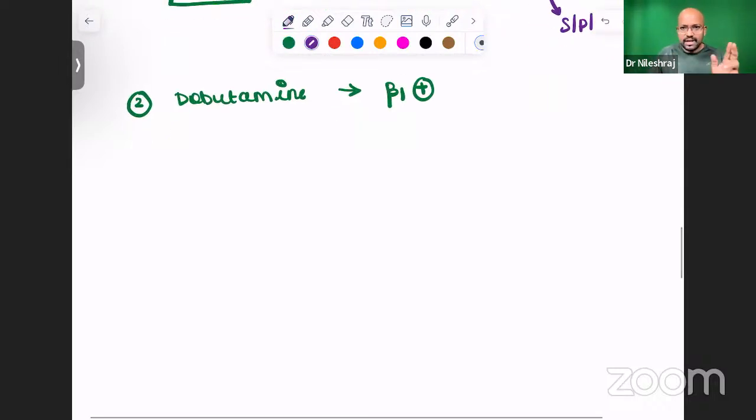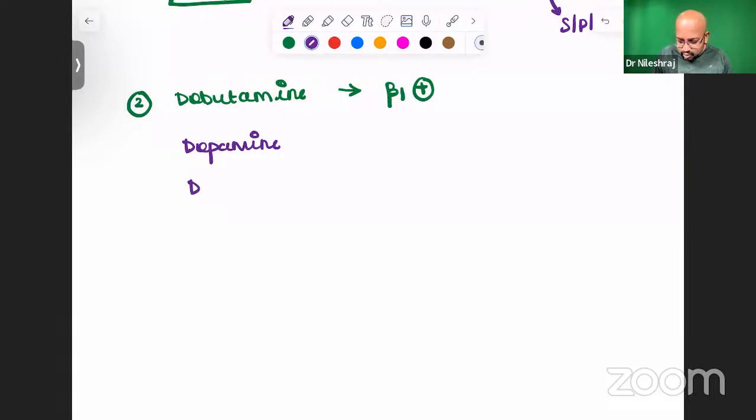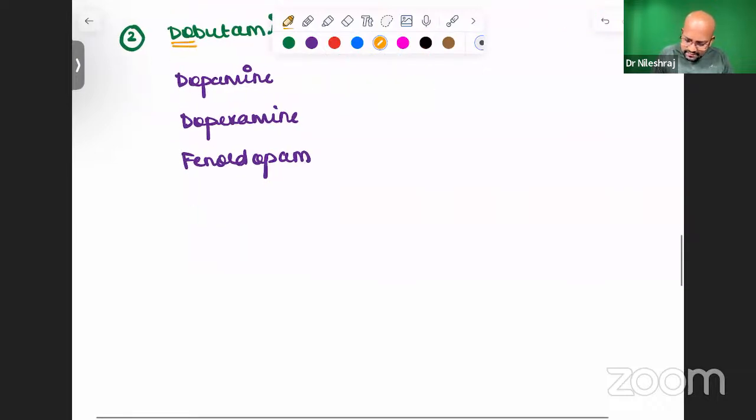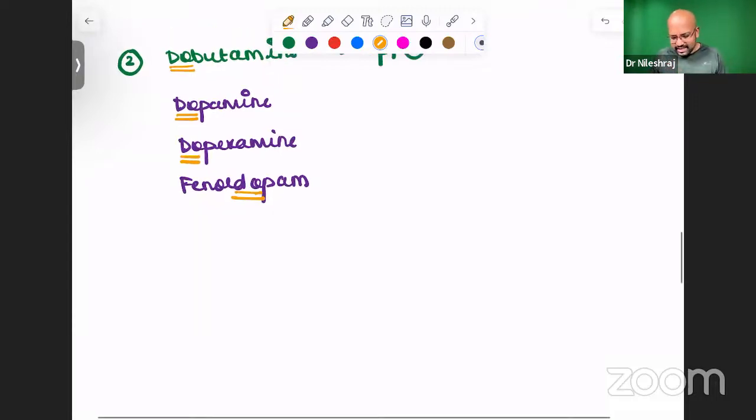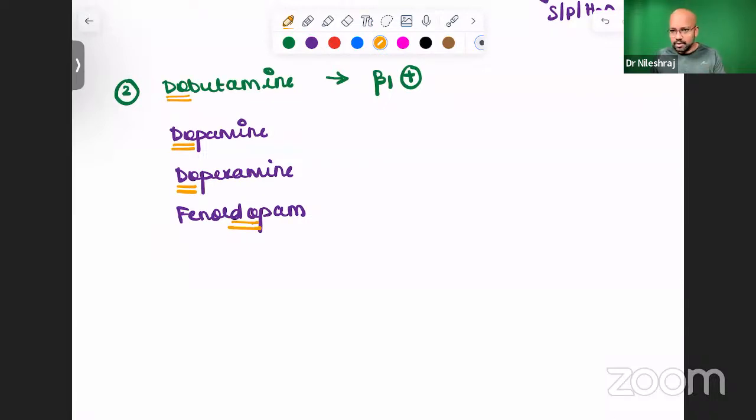Similarly, we have 3 other drugs, buddy. They are not used for heart failure, but I just want to make sure that you guys are not getting confused with those drugs. We have dopamine. Dopamine also can be used for heart failure. We have dopexamine, and we have fenoldopam. There is something common between all these drugs, buddy. All of them have DO in their name. It appears like all these drugs will have dopaminergic activity. Yes, but not all. For example, dobutamine.